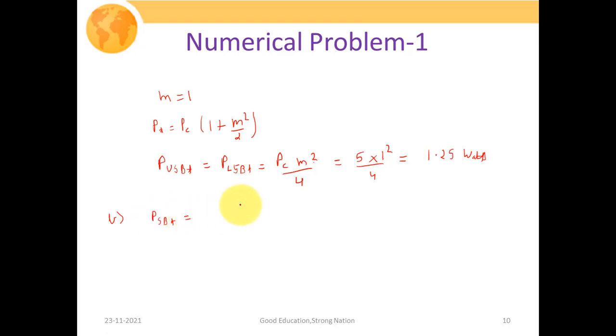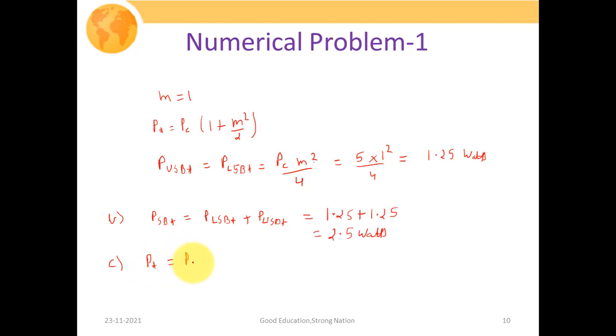Now in the second part, we have to evaluate total sideband power. P sideband total will be equal to P LSB plus P USB, that will be equal to 1.25 plus 1.25, that is 2.5 watts. Now in the third part, we have to calculate total power.